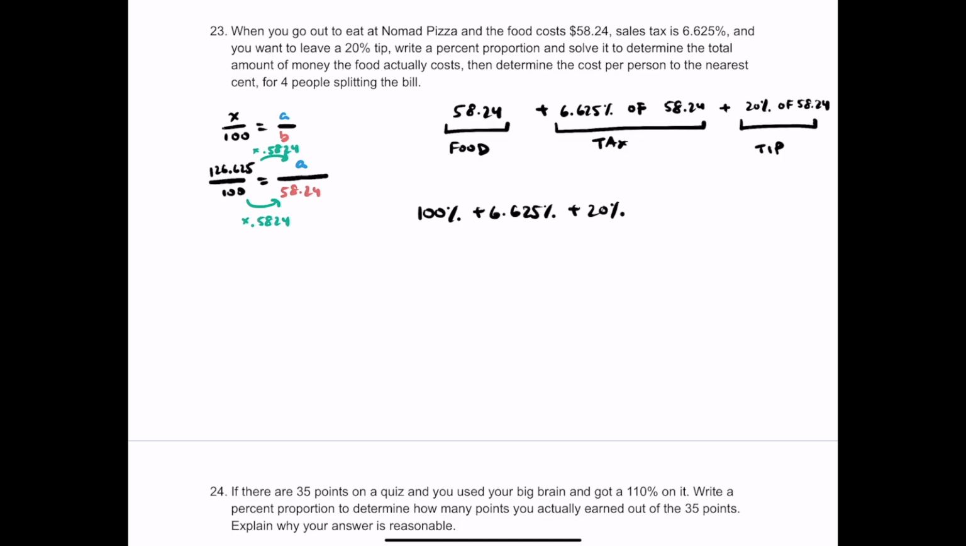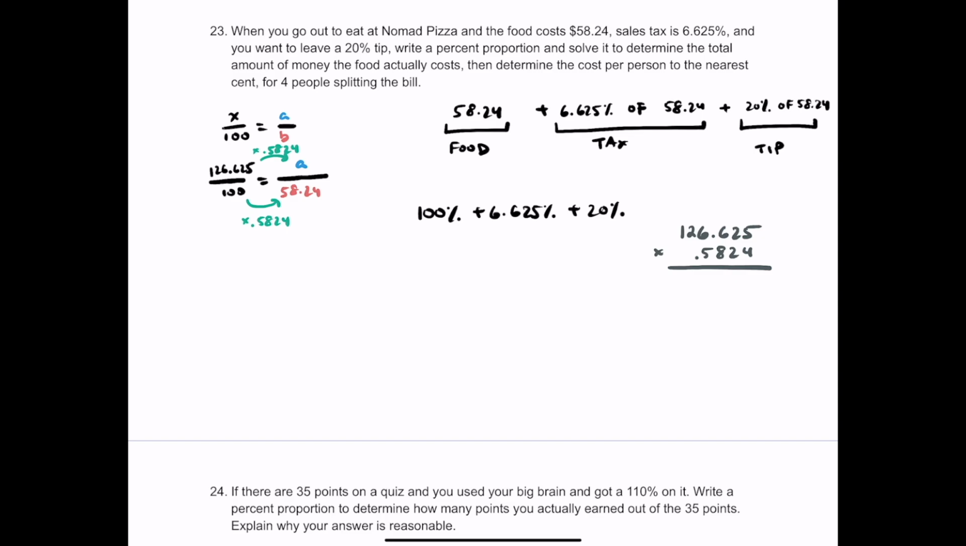So I will go ahead and write this out, but we have 126.625. What am I doing? I am supposed to be multiplying, not dividing. So 126.625 multiplied by 0.5824. Cool. So let's go ahead and multiply this out.